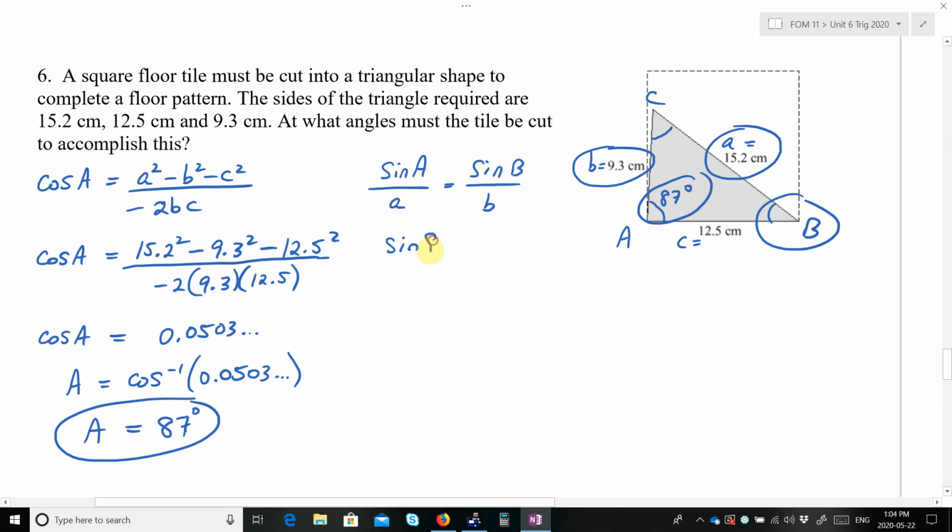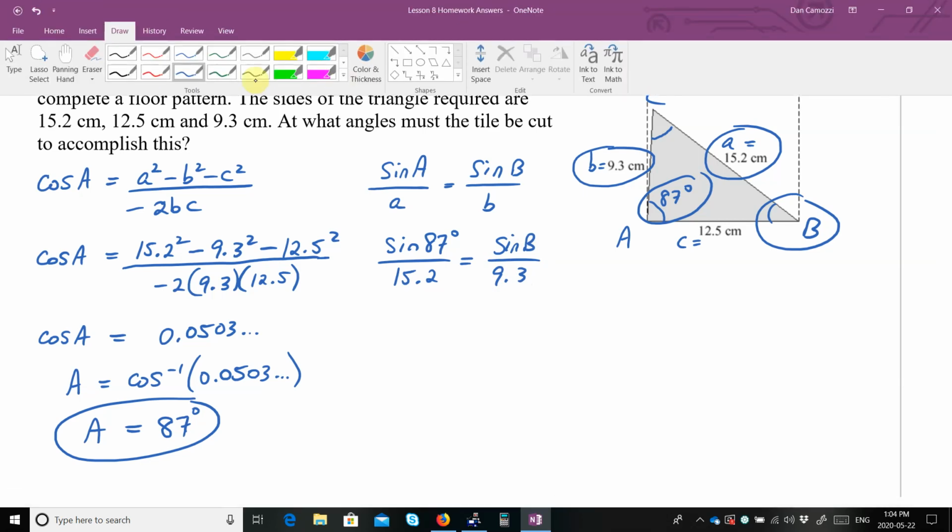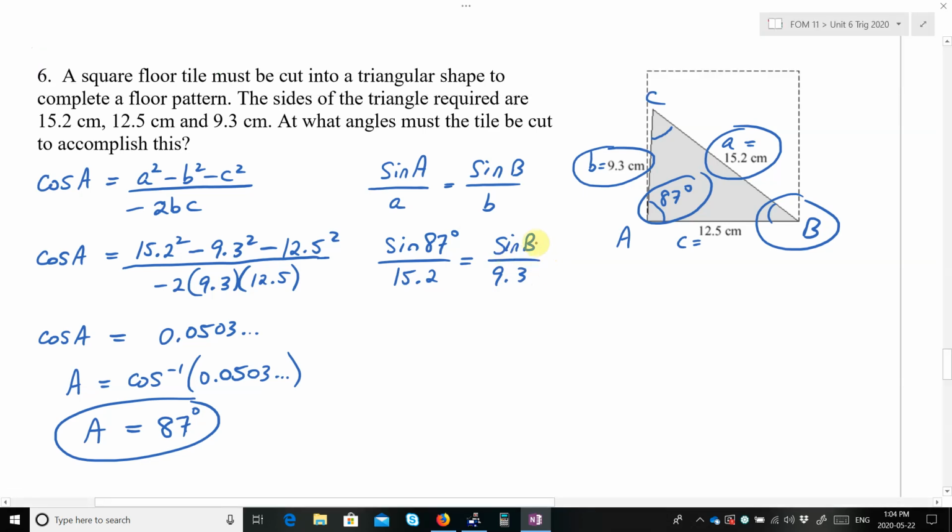And it's sine of 87 degrees divided by its opposite side, 15.2, is equal to sine B divided by its opposite side, 9.3. And we want to get B by itself. It's acted on by the sine function, and then we're dividing by 9.3. So you just multiply both sides by 9.3.